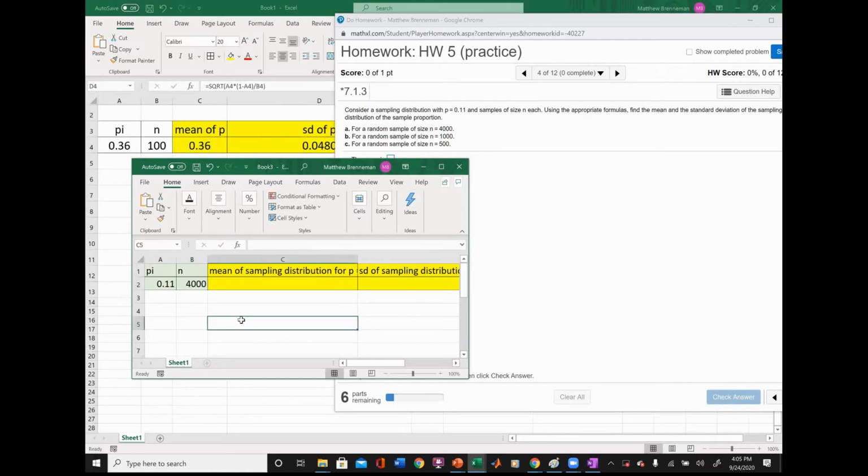And the beauty of Excel, it's not good for statistics, but it's really good for doing repetitive calculations, okay? And I'll show you why. So now I want the mean. So all I'm going to do is type equals, and I'm going to click on the cell where the value of pi is, because, well, that is the mean, right?